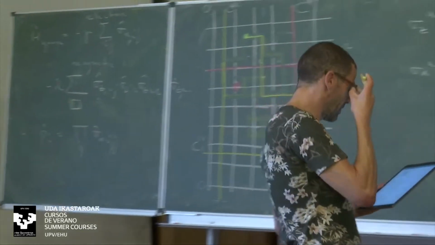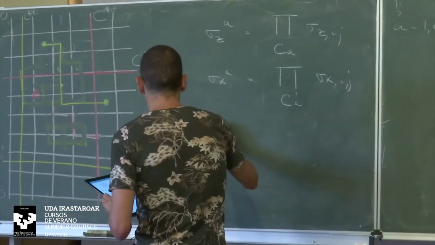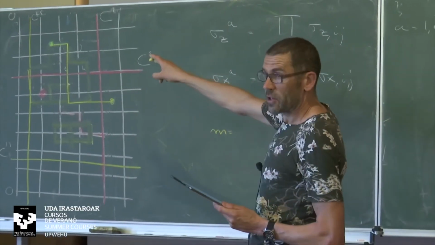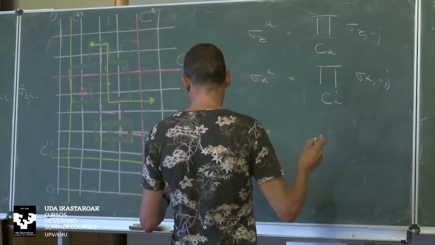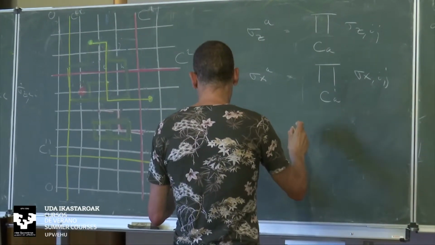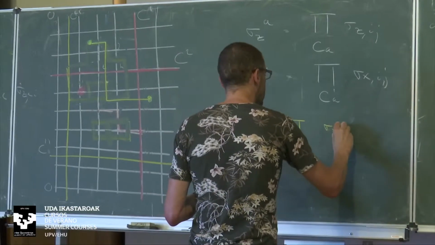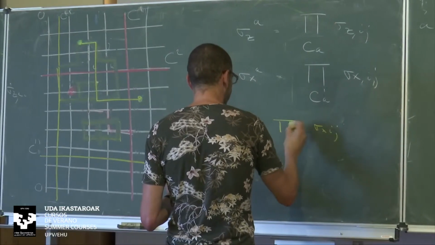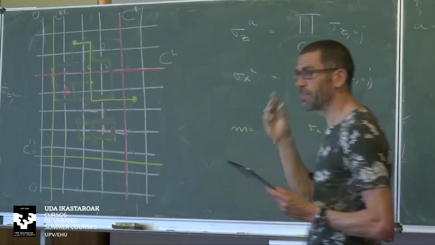So the corresponding operator is called M in yellow. And it's just the product of sigma x's along a yellow string. So M is the product of sigma x_ij along the string.